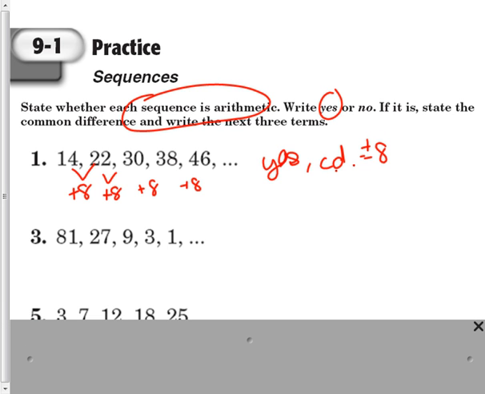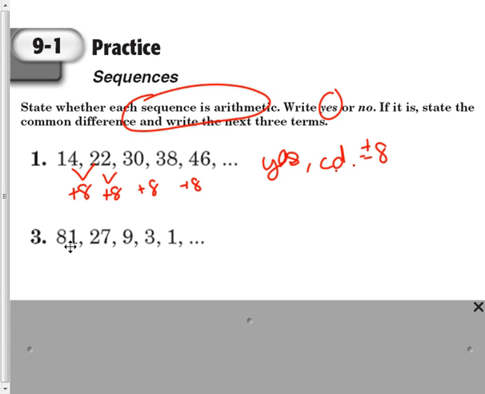Alright, so in this problem here, I see that from here to here, we're actually dividing that number by 3. And so again, we're dividing this one by 3, and dividing this one by 3, and then dividing this one by 3. So since this involves multiplication or division, we're going to say no. It's not an arithmetic sequence, because arithmetic involves only addition or subtraction.